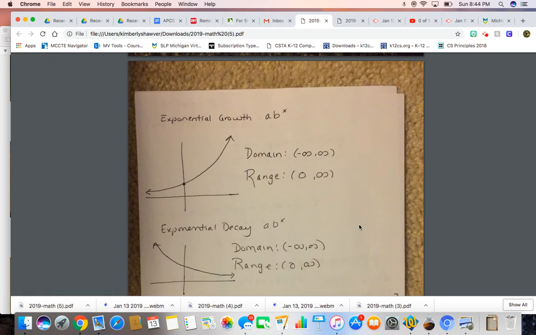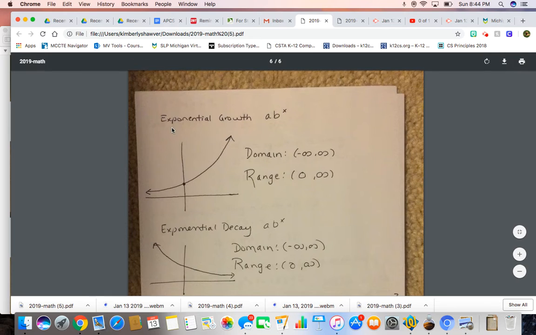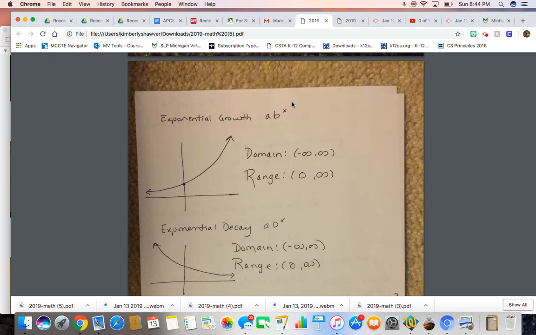A couple quick questions about graphing functions by hand and domain and range. So if I have an exponential growth function, it's always going to be in this form, a b to the x power. So when you're finding the domain, say to yourself, what x values can I put into the equation that will always yield a real number?